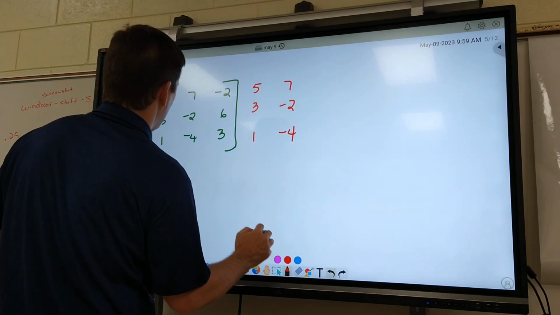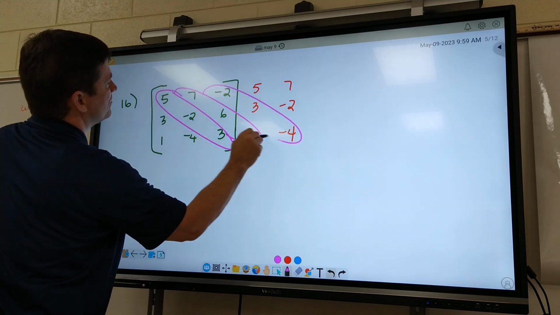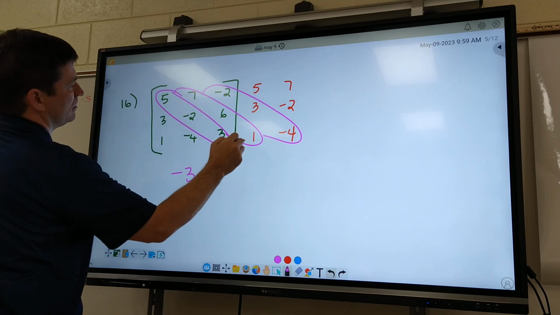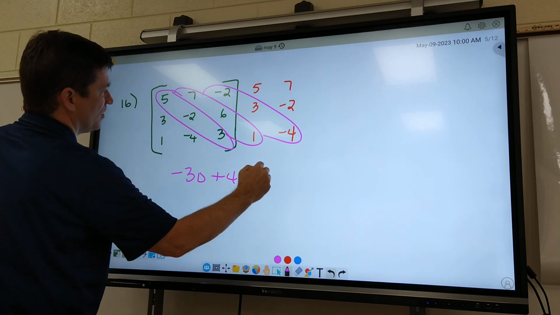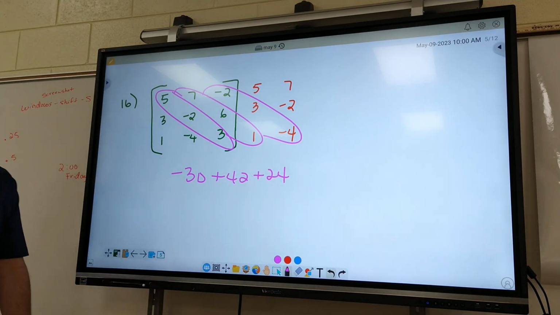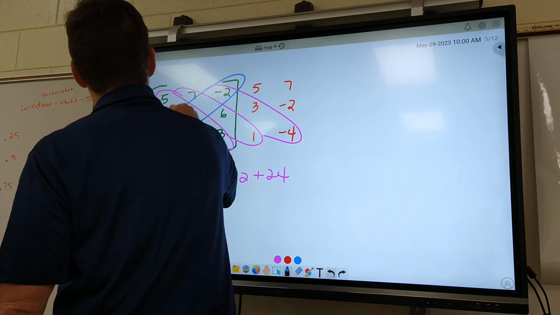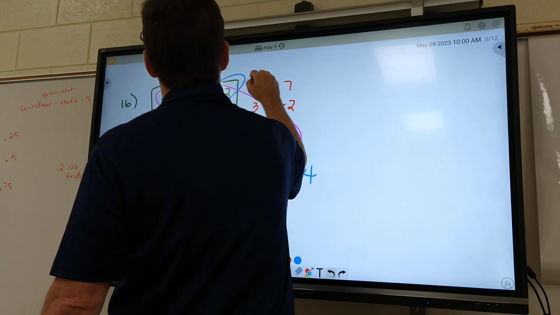All right, so we do our diagonal method. I got these 3, I got these 3, and these 3. I got negative 30 in the front, plus 42, plus 24. Everybody still good? Don't forget when you go backwards, flip your sign. So that's a positive 4. I got to write negative 4.